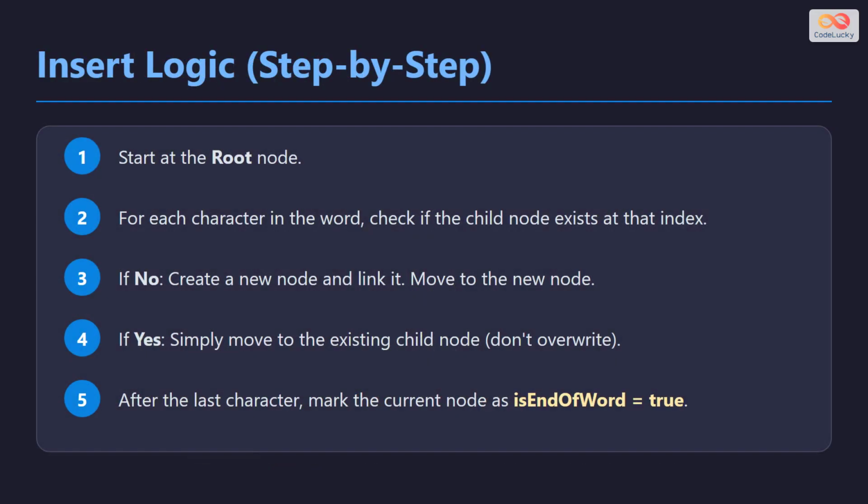The logic for insertion is straightforward. We start at the root. For every character in our word, we check if a child node exists. If it does not, we create it. Then we move down to that child. Once we finish processing all characters, we mark the final node's end-of-word flag as true.